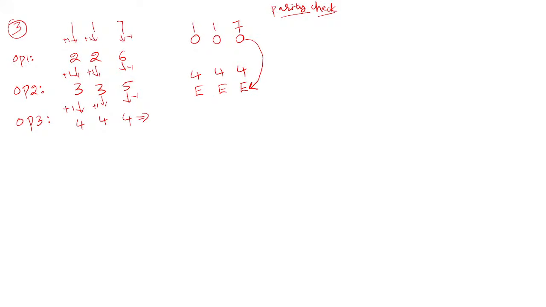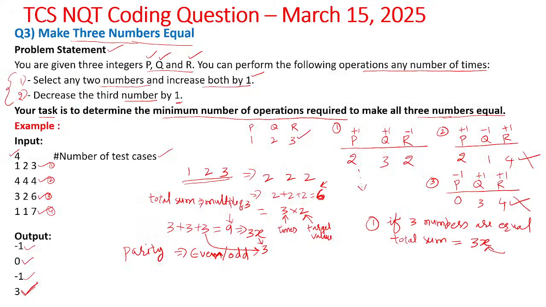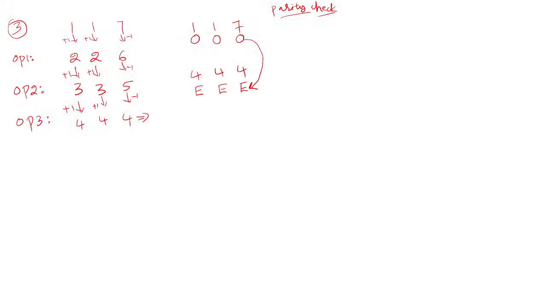Got it? So for example, if we take even parity numbers initially, then we need to test whether it is possible or not. Now what are the two operations given here? How these two operations change the parity, that also we should consider here. So you are incrementing two numbers and decrementing the third number. Yes or no? Incrementing two numbers and decrementing the third number.